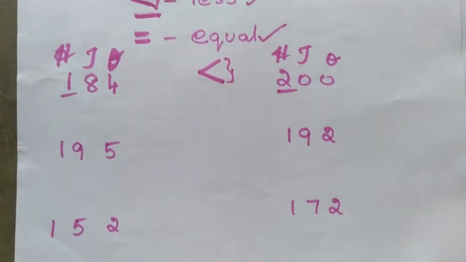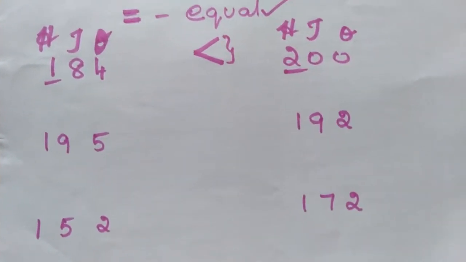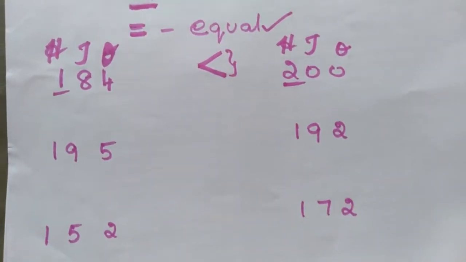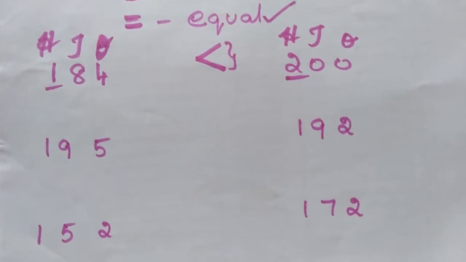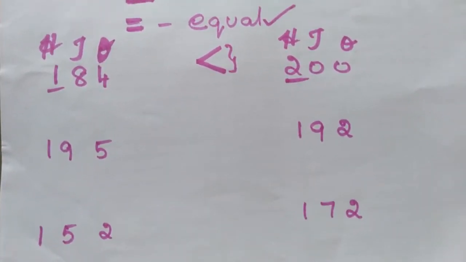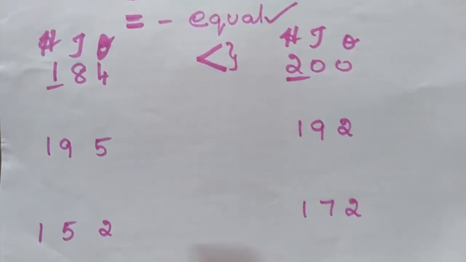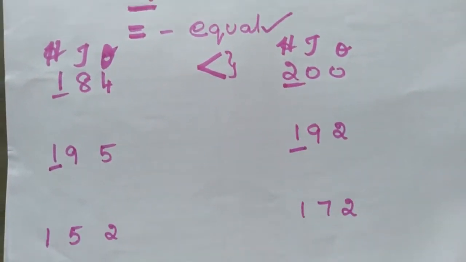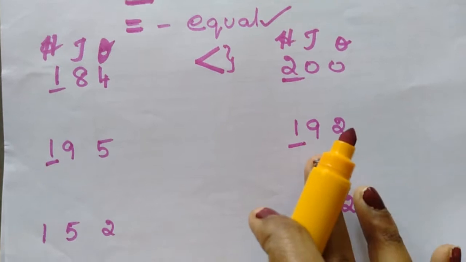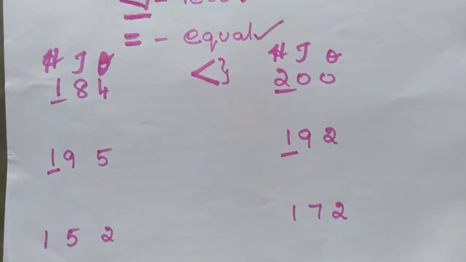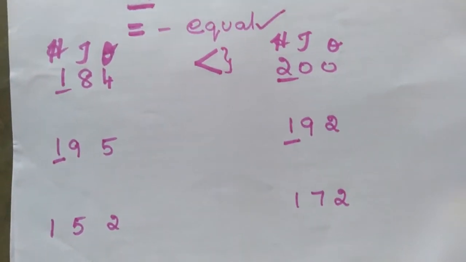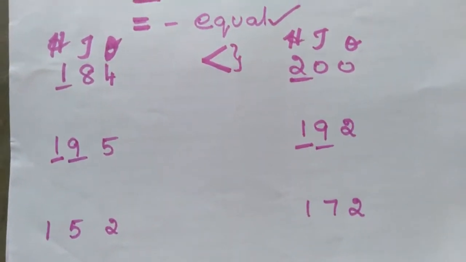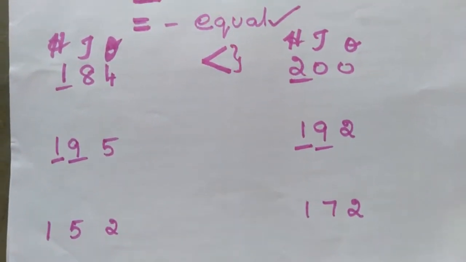The next one, 195 and 192. Here also a 3 digit number and a 3 digit number. If both are 3 digit numbers, what do you have to do? You have to check the hundreds place first. Here 1, here also 1. So you have to check the tens place. Here 9, here 9. Both the numbers are 9.